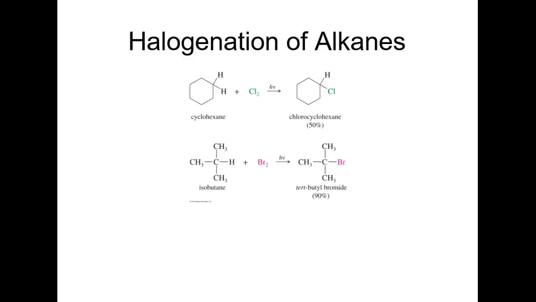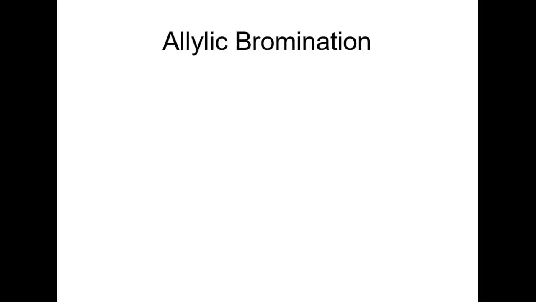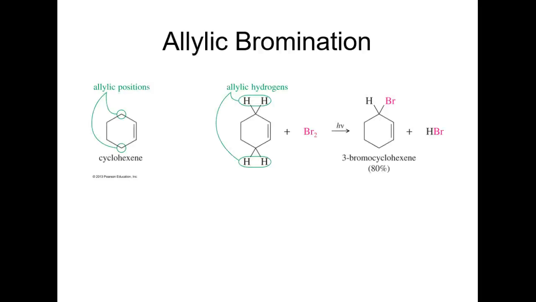Remember, E equals h nu from your Chem 111 days. Or you can take bromine, and bromine is going to go in the more substituted position. Chlorine's not very selective. Bromine, though, selects tertiary carbons over secondary over primary. Allylic positions are the positions right next to the double bond. So when you brominate, you're going to brominate right next to there.